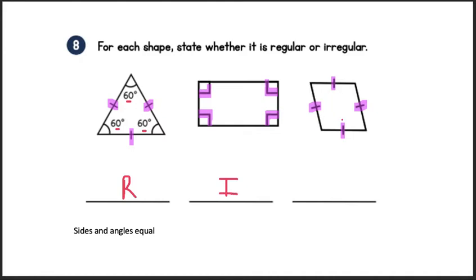Now this shape here, we know all the sides are the same length, but the angles aren't. This angle is an acute angle, smaller than a right angle. This angle is obtuse, bigger than a right angle. This angle is obtuse, and this angle is acute. So although all the sides are the same length, the angles are not the same size, so this shape is irregular.